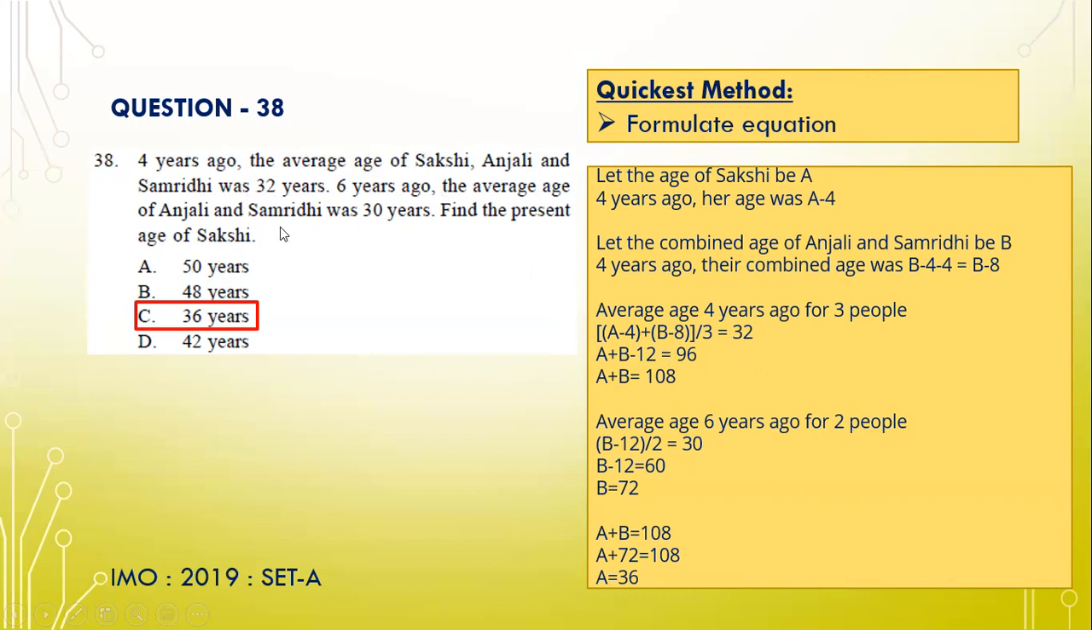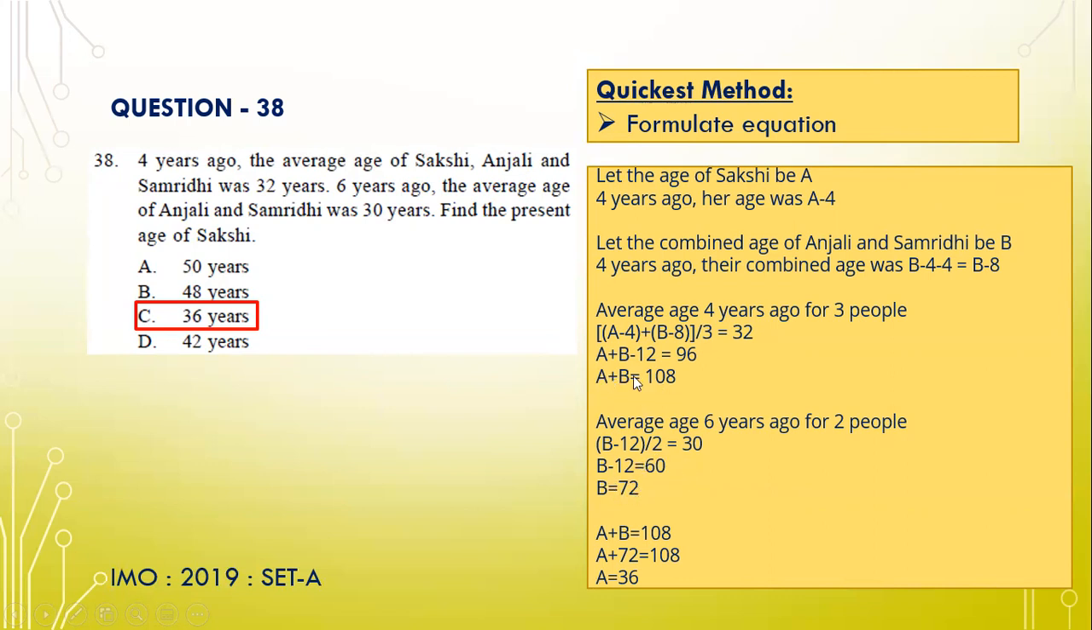Again, the average age of Anjali and Samriddhi 6 years ago was 30 years. So what is the age of Samriddhi and Anjali 6 years ago? It will be b minus 6 minus 6, which is b minus 12, and how many people? 2, Anjali and Samriddhi. So b minus 12 upon 2 is the average, which is 30. So b minus 12 is 30 into 2, which is 60. b minus 12 is 60, so b is equal to 60 plus 12, which is 72, isn't it?